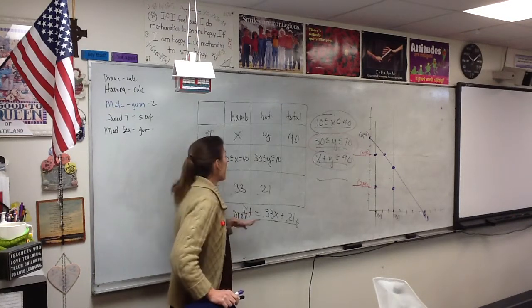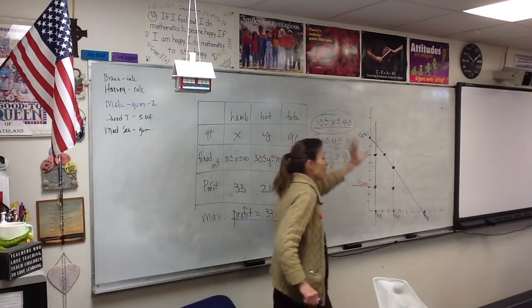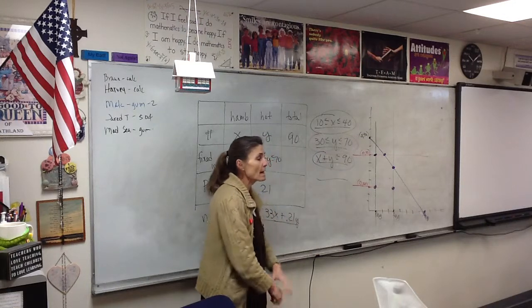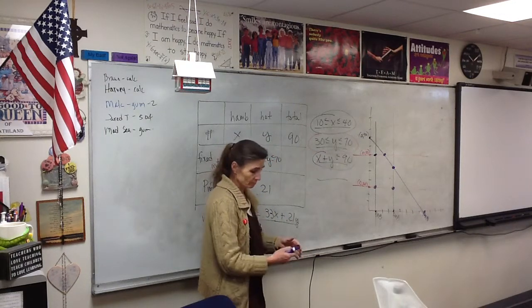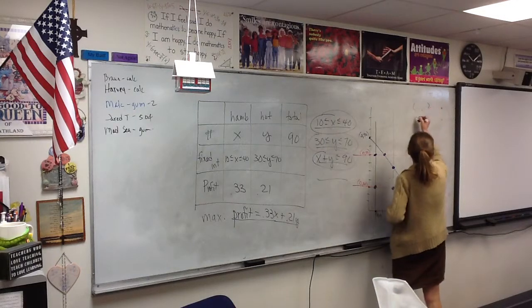Okay, so we read our problem, we filled in as much of the chart as we could, we wrote some equations, now we've graphed them. All right, what happens now? Now we find out the points. There's going to be 5 of them.